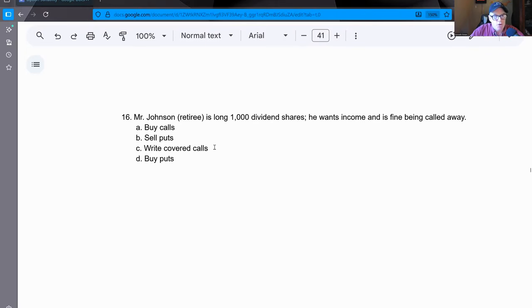Actually, these are great. Mr. Johnson, retiree, is long 1,000 dividend shares that pay big dividends. He wants income and is fine being called away. So he's owned stock, so he wants income. So he's going to sell a call. Because remember, when you sell an option, you have the risk of having it called. They kind of gave it away with the called away.